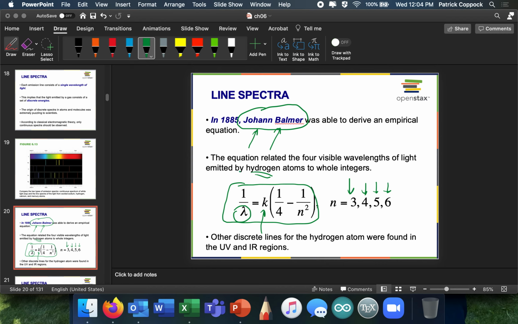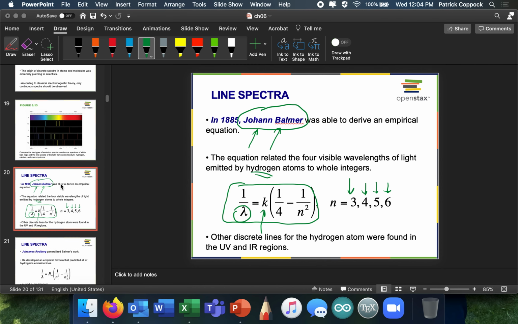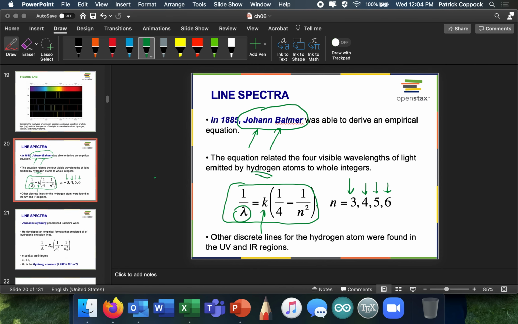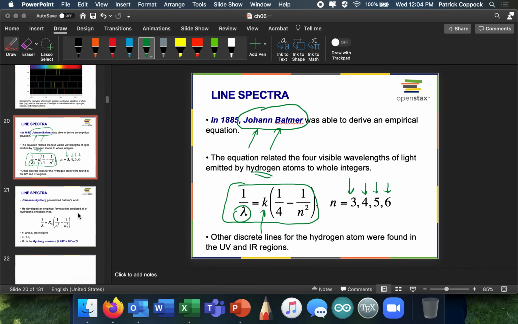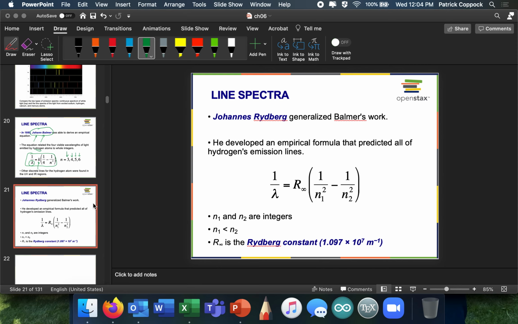All right, so here's the Balmer series, right? You can write this down. You can put this in your notes. It's going to show up again, but I would never expect you to have that memorized, okay? So then Johannes Rydberg generalized Balmer's work. He developed an empirical formula and said, okay, I think if this is Balmer's work, I think I can generalize this and say that 1 over the wavelength of light for hydrogen can be split up like this, right?